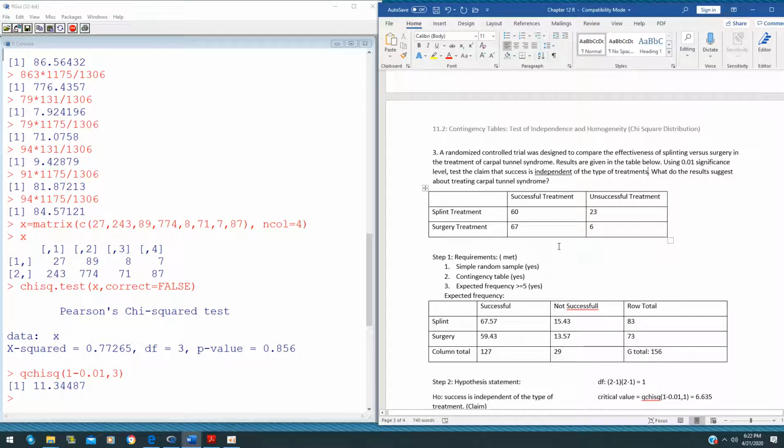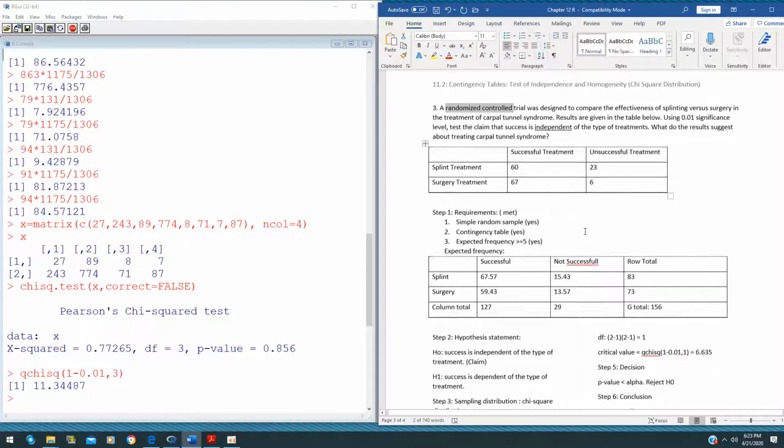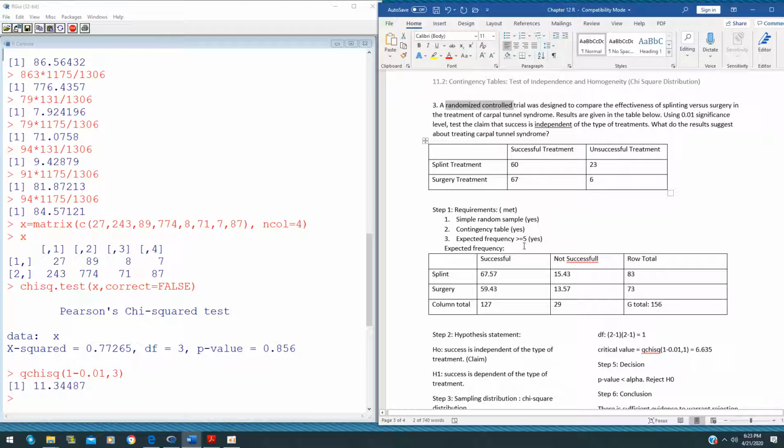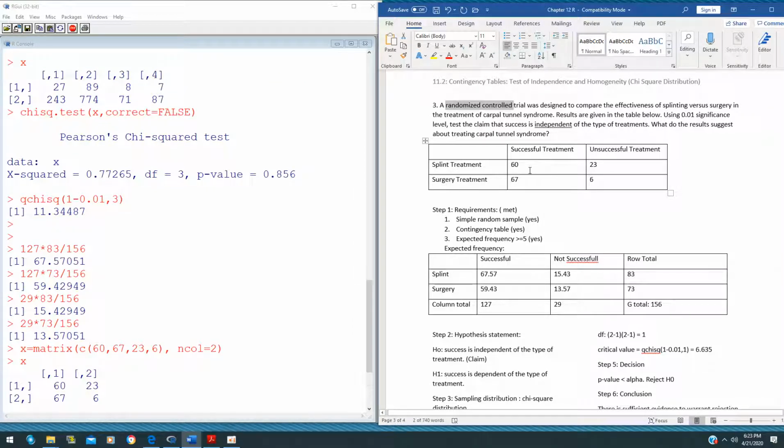The first question is asking us whether this is a simple random sample. Since it's a randomized control trial, it is a random sample. It does have a contingency table. And now we have to figure out, do we have at least 5 for the expected frequency? Again, how we do this is we have to total up. So total your column, 60 plus 67, you get 127.